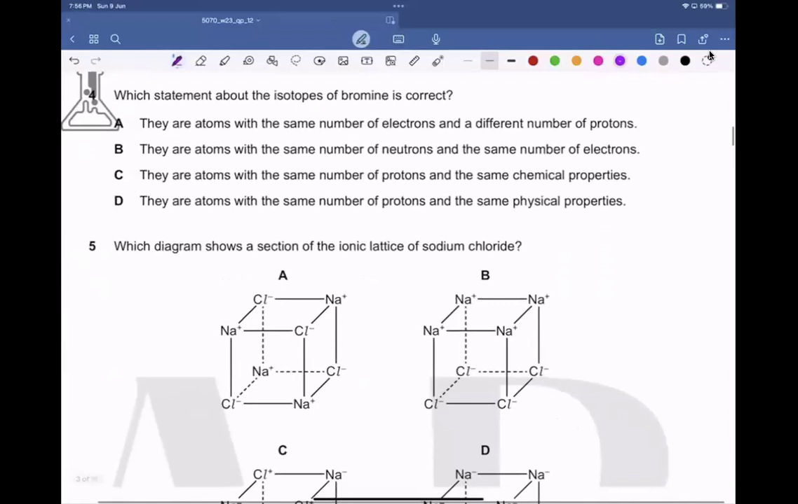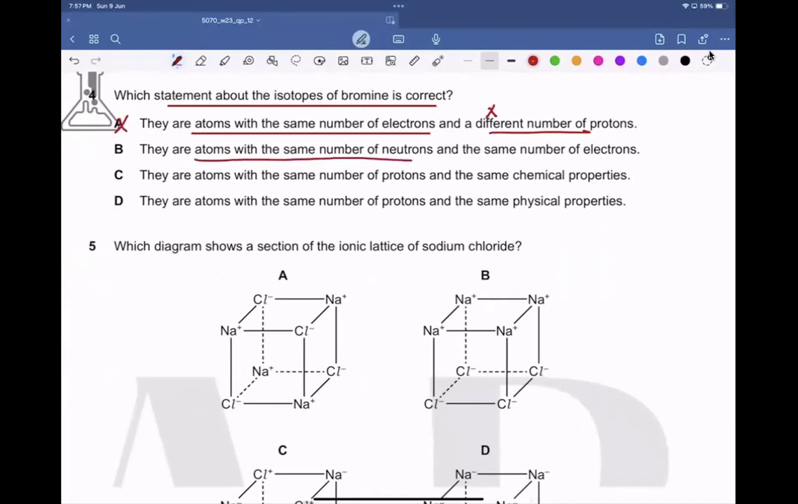Now, question number 4. Which statement about the isotopes of bromine is correct? They are atoms with the same number of electrons and different number of protons. No, protons should always be the same. They are atoms with the same number of neutrons. No, if they are isotopes, then their neutrons should be different. They are atoms with the same number of protons and the same chemical properties.